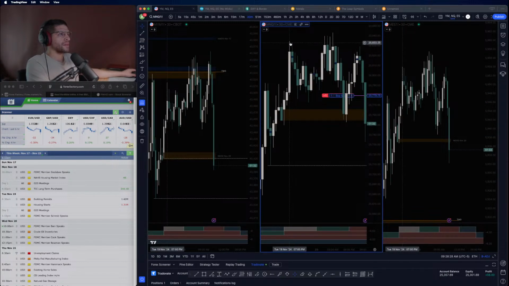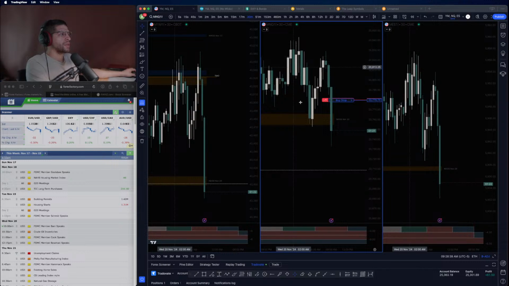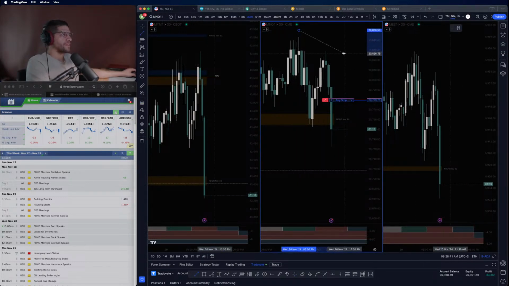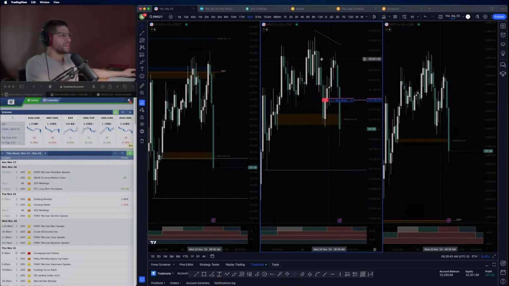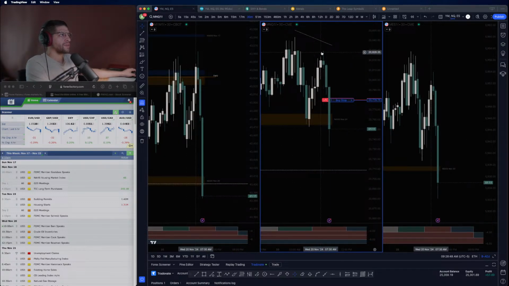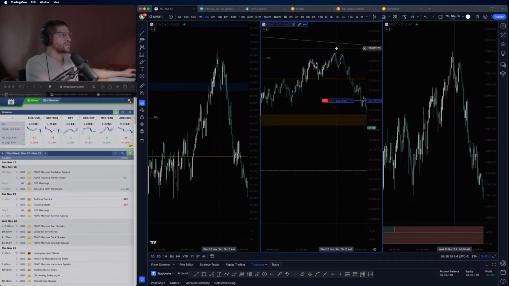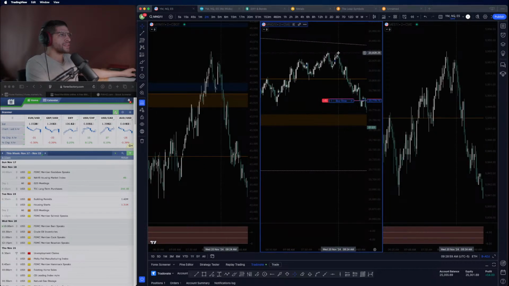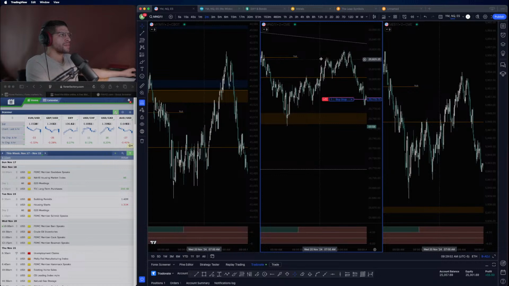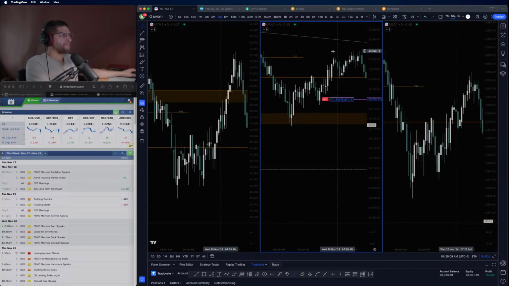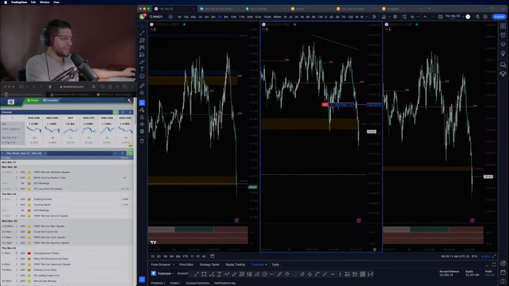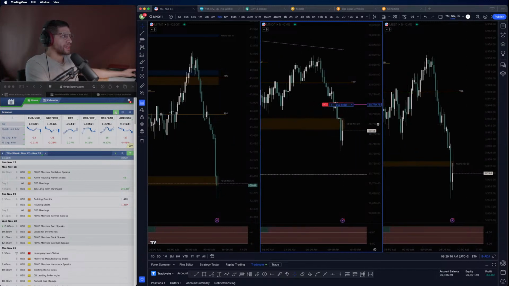Was this an SMT here? Nope. Yeah, so I saw this and I was like, I like this. And I got in on this SMT with a lower time frame. I think a lower time frame SMT here. Oh, where was it? Maybe not. But anyways, that was the play that I wanted to see.